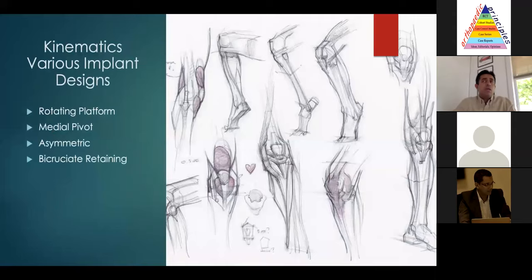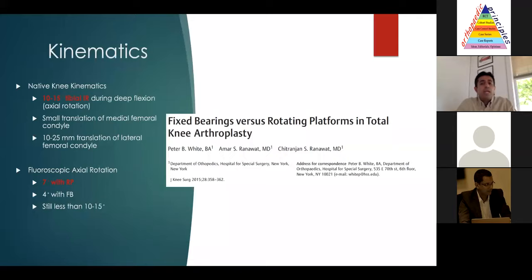Now let's look at different implant options and how they restore better kinematics, or do they restore better kinematics. So these are the four different implant options we had discussed. So let's look at that. Let's look at rotating platform implants. So what happens in native knee kinematics, as we learned, is that there is some internal rotation with deep flexion because there is more translational effect on the lateral femoral condyle compared to the medial femoral condyle. So there happens to be about 10 to 15 degrees of net internal tibial rotation.